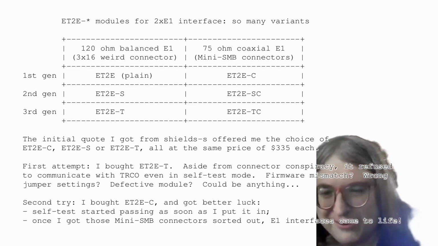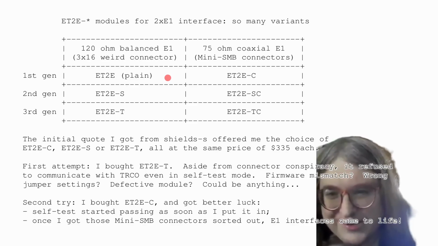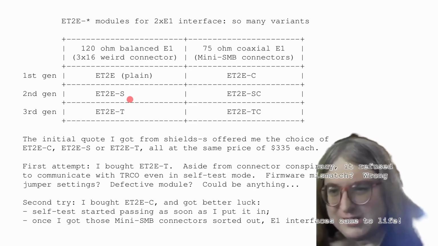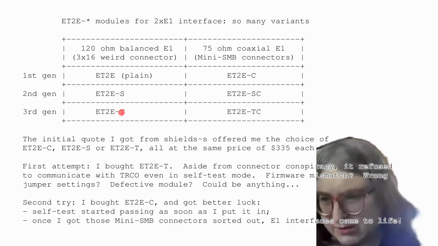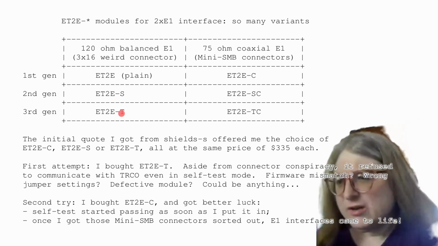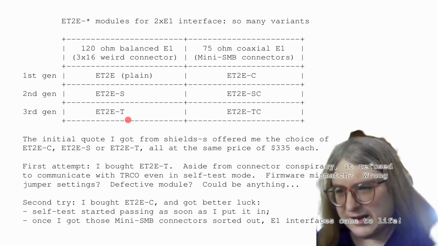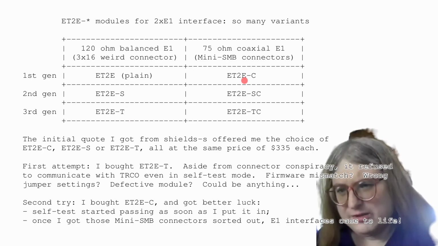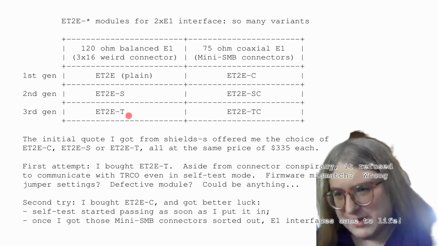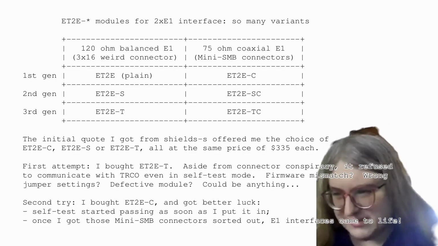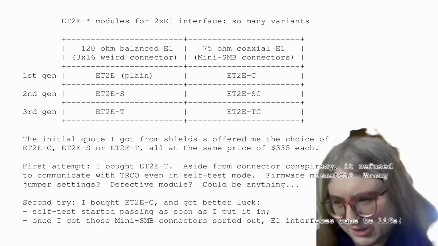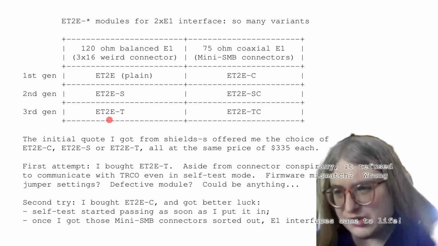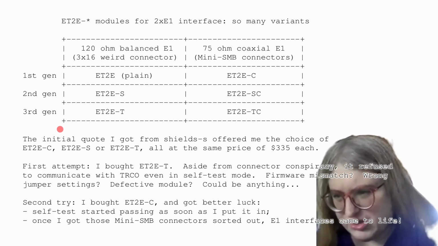But anyway, the ones that cost $335 each, I had a choice of this, and a choice of this. So initially, almost like a roll of the dice, I chose this. In fact, my intuition was telling me to go with this one, but I went against my intuition, and that was a mistake. So I got this module originally, the 3rd generation.